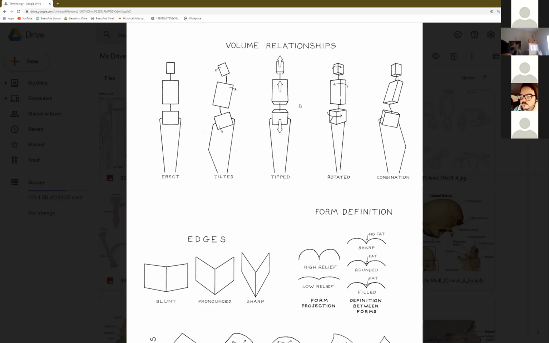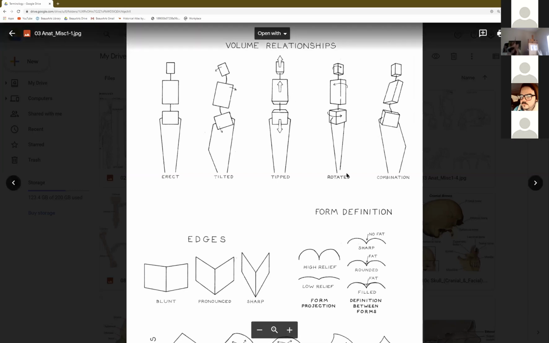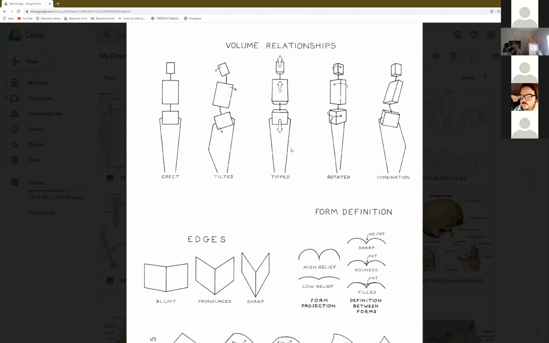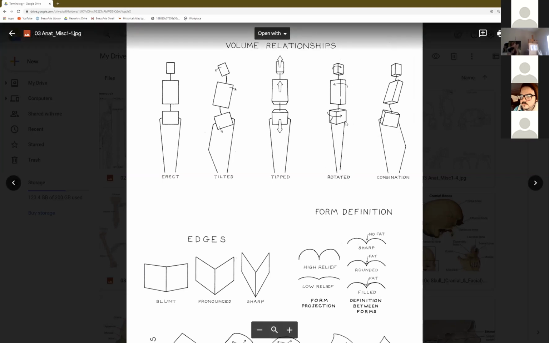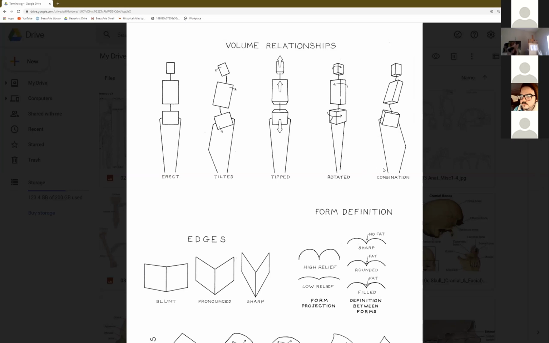Tipped is where... what I don't have here are the different planes, the coronal plane. I'll pull up a diagram after this of the three axes or planes. Rotated is where things are, we also use the term twisted, where things are rotating on the y-axis, and combination, which is where we get spiraling movements in the body that Michelangelo is famous for.